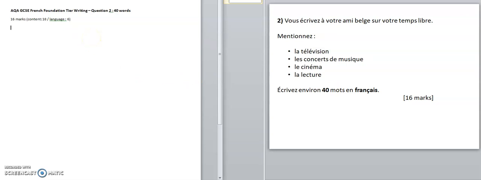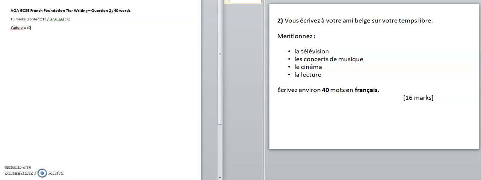10 marks for content, 6 marks for language. To get full marks for content, we need to mention all 4 of the bullet points. I would always do it in order, and I would tick them off when I've done them on the exam paper so that I can see what I'm doing. I would space them out as well to make it clear to me and also clear to the examiner. So TV, what can I write about TV? I'll say I love TV, so start off with an opinion, always a nice easy strategy.